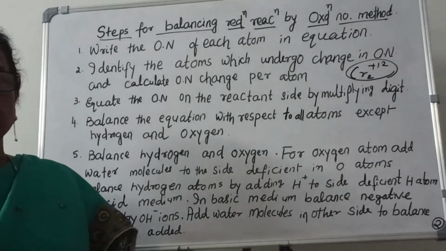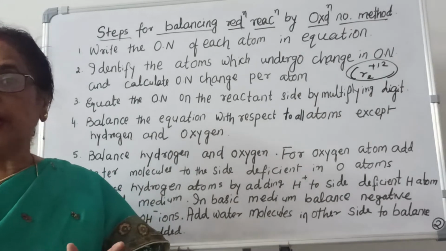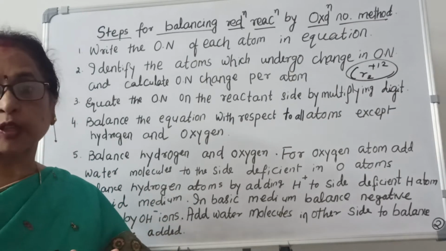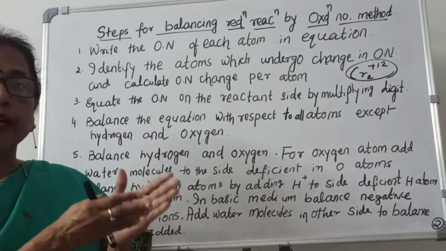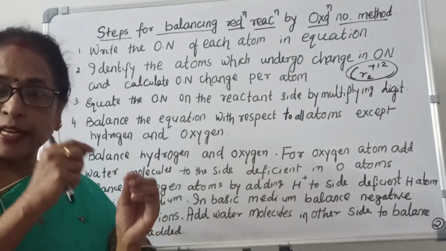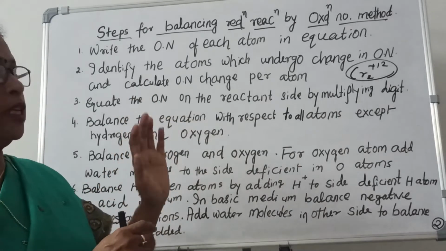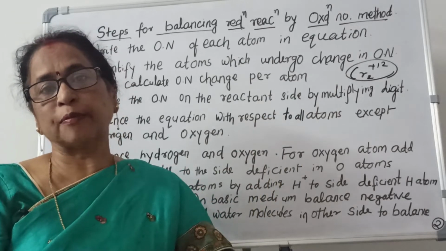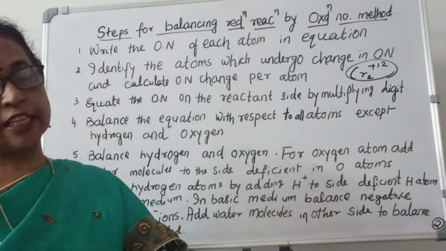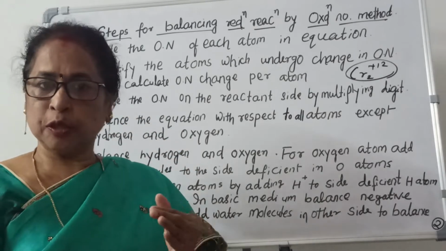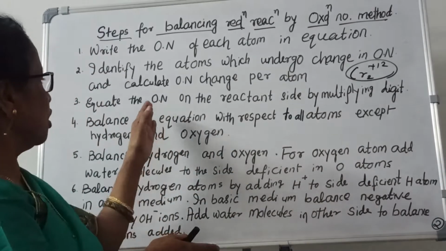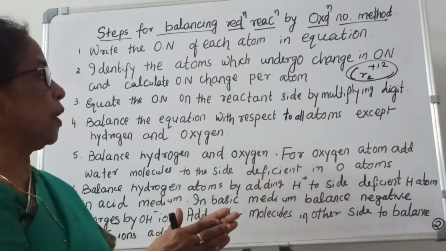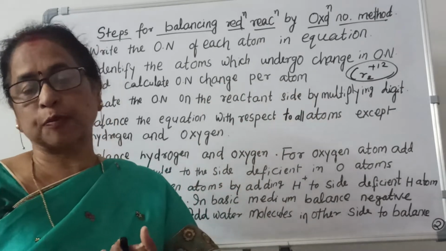Then equate the oxidation number change on the reactant side only, by multiplying by a simple digit. What to do here? You look only at the reactant side, not the product side, and on the reactant side you equate the oxidation numbers by multiplying by a small, simple digit. You can be sure that on the reactant side the oxidation number change of both element atoms should become equal by multiplying by a small digit.